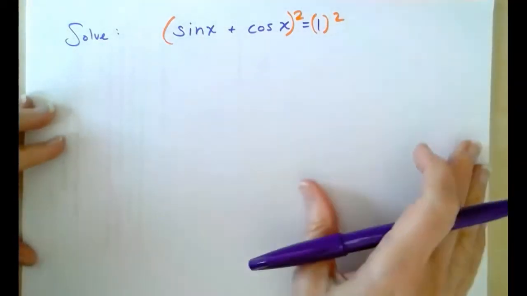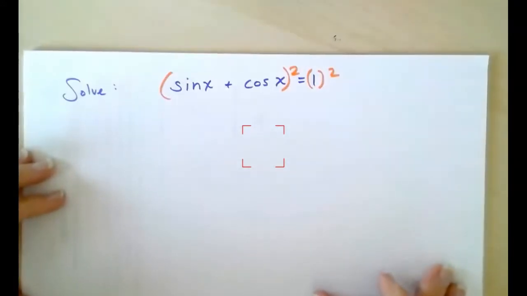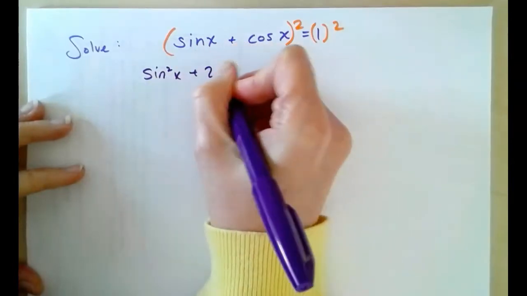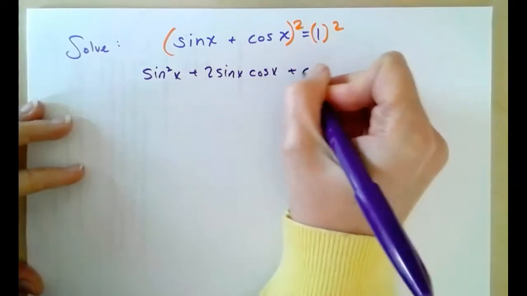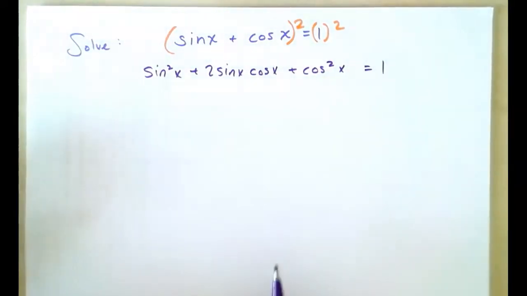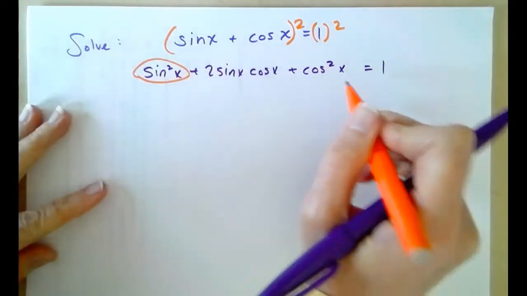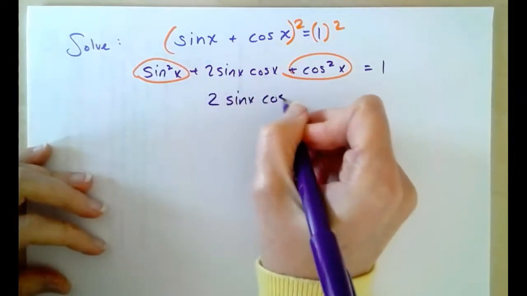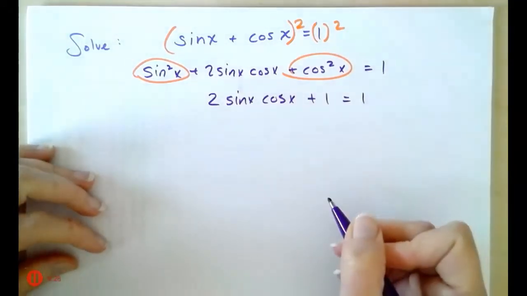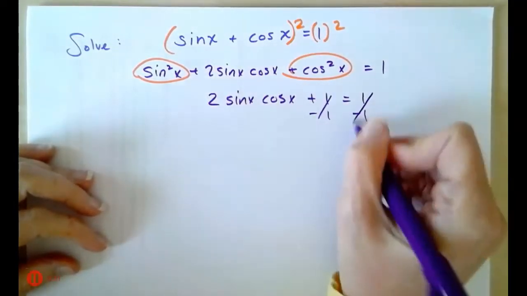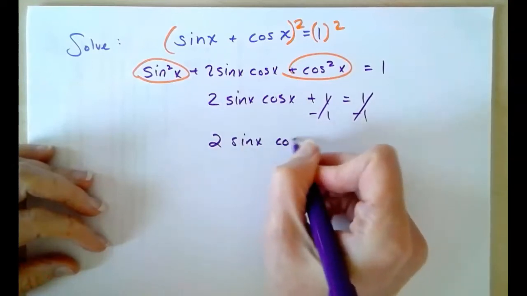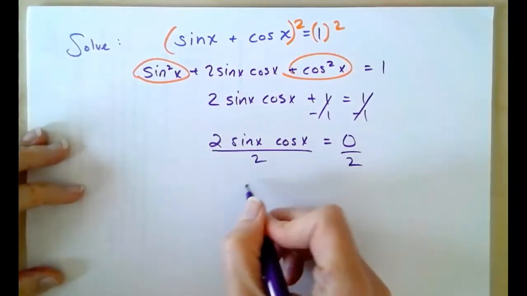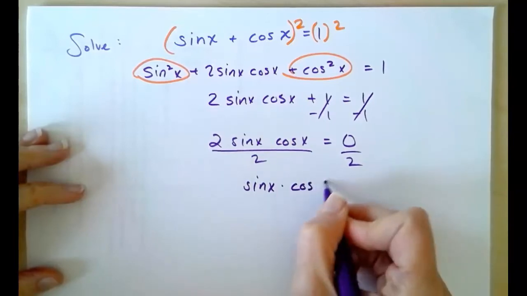When we square sine x plus cosine x, we end up with a perfect square trinomial. Sine squared x plus 2 sine x cosine x plus cosine squared x equals 1. Next, sine squared plus cosine squared is equal to 1. So 2 sine x cosine x plus 1 equals 1. Get rid of the 1's, and now we are down to 2 sine x cosine x equals 0. We can divide by 2 and get sine x times cosine x equals 0.